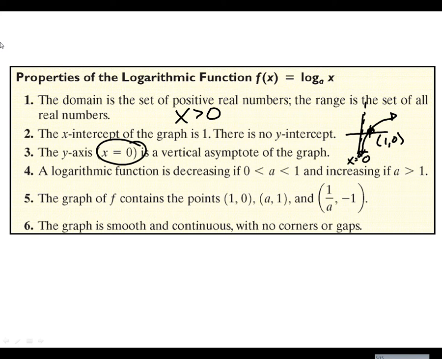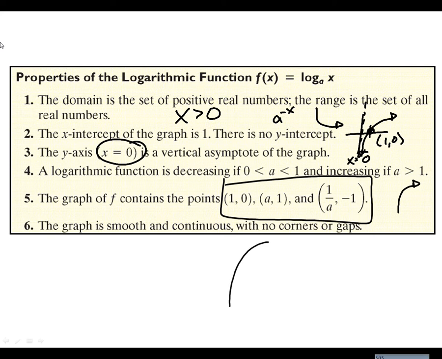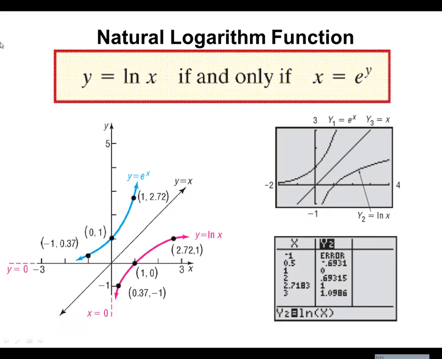So that's the a to the negative x. We're going to be coming down like that. And if a is bigger than 1, then we're going to be taking off like that. All right? Your parent function always has these 3 points, 1 comma 0, a comma 1, and 1 over a, comma negative 1. Last thing, we are smooth and continuous, no bumps, no breaks, no corners, no gaps when you're drawing them.